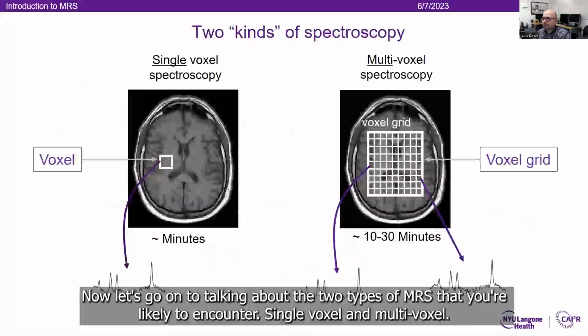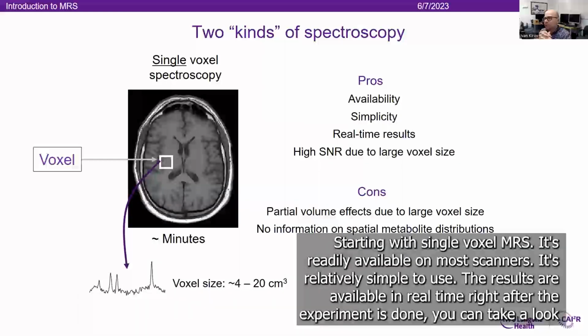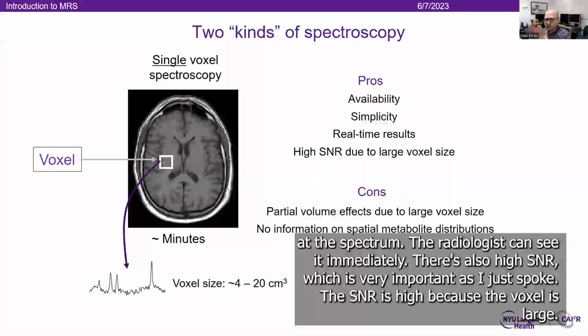Okay. Now let's go on to talking about the two types of MRS that you're likely to encounter: single voxel and multivoxel. Starting with single voxel MRS. It's readily available in most scanners. It's relatively simple to use. The results are available in real time. Right after the experiment is done, you can take a look at the spectrum. The radiologist can see it immediately.